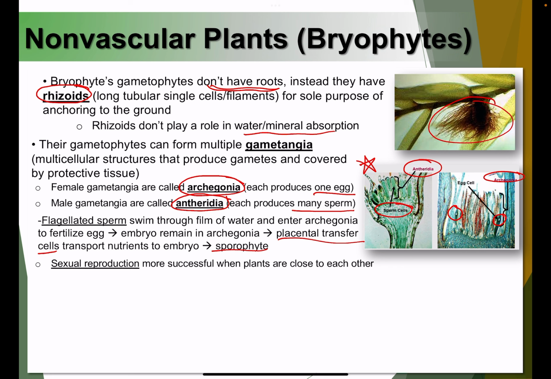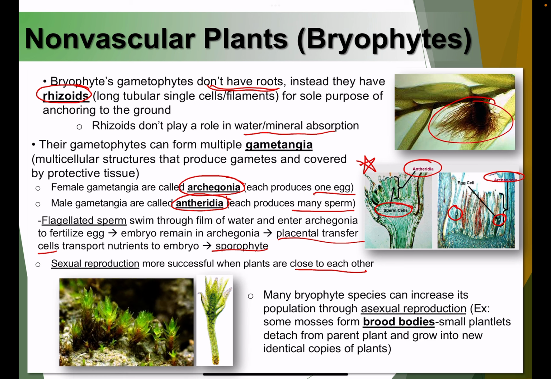It also means that sexual reproduction, where there are separate male and female plants, will be more successful if the plants are closer to each other. The longer the sperm have to swim, the more likely they will die before they are able to get to the archegonia, or otherwise separate from the film of water. So this is why they need to be physically close to each other.